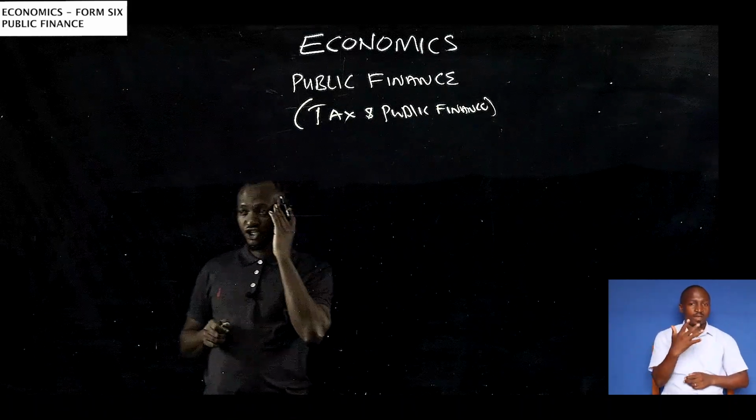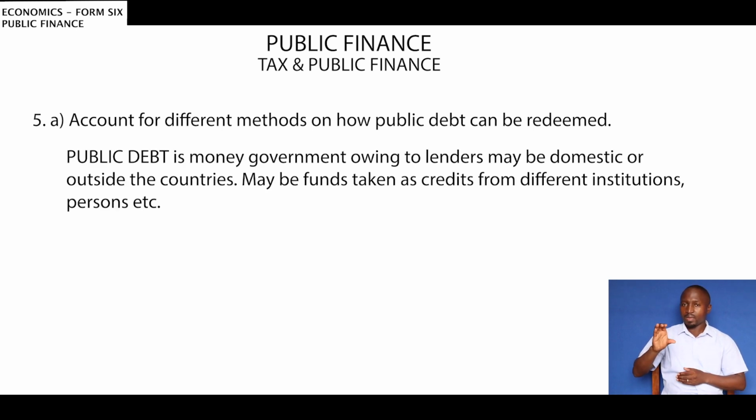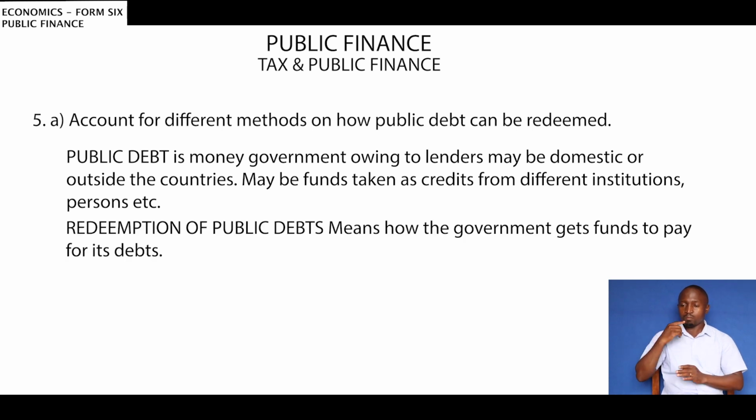Question number 5A. Account for different methods on how public debt can be redeemed. What is public debt? Public debt is money the government owes to lenders, maybe domestic or outside the country. Maybe funds taken as credit from different institutions or persons, etc. Redemption of public debts means how the government gets funds to pay for its debts.